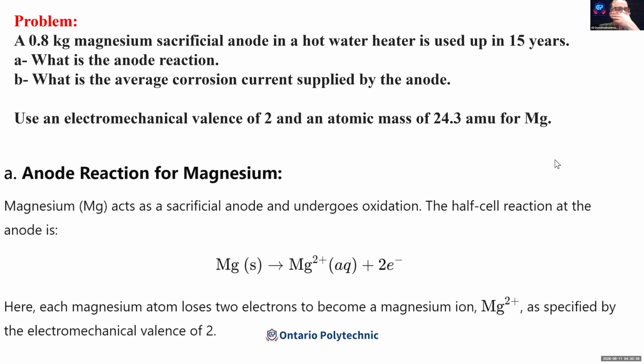But how about B? What is the average corrosion current supplied by the anode? Talking about a corrosion current, I think we should calculate this. 0.8 kilograms of magnesium. How many electrons does it lose, and then using 15 years.